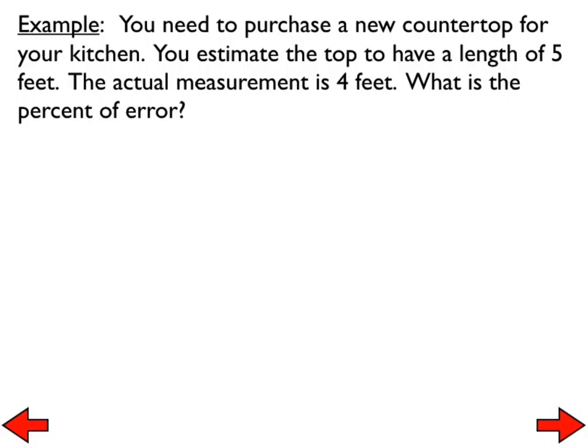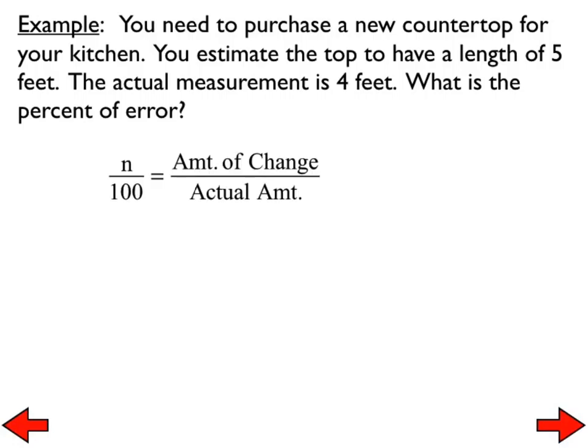Alright, so let's go over that example, which is on your notes. You need to purchase a new countertop for your kitchen. You estimate that the top has a length of 5 feet. You're guessing that it's 5 feet long. But when you actually measure it, it's 4 feet long. What is the percent of error? So you were off by some feet, right? And I want to know the percentage you were off by. So we're going to use this proportion. Go ahead and write it down for the example. N over 100 equals amount of change over actual.